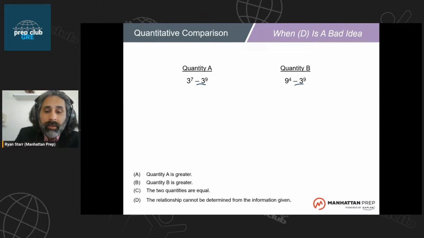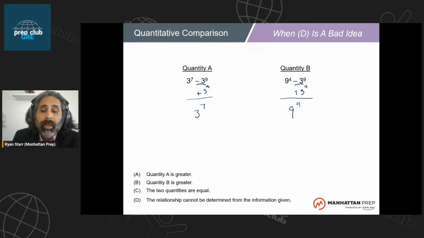Algebraically, you can disappear it by adding 3 to the 9th to both sides. And you absolutely should. Even if you're going to go on to use the calculator from there, you're going to save yourself a lot of time. All right, 3 to the 7th and 9 to the 4th, not as much to calculate. But you're not going to.